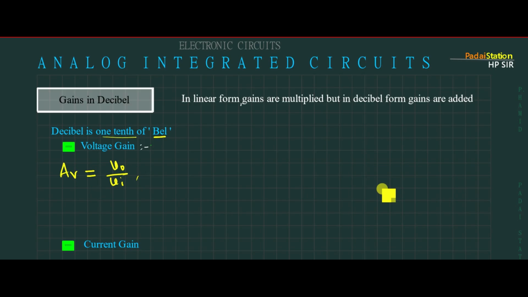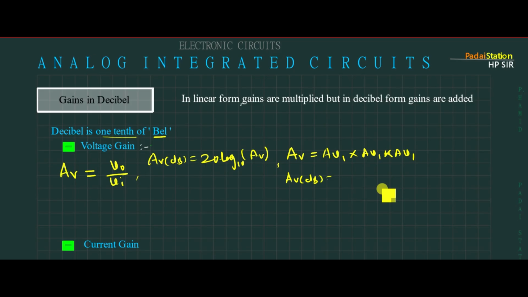Suppose we have two gains of a multi-stage amplifier, or three gains of a three-stage amplifier. Linear gains are multiplied, while gains in decibels are added. So Av1 in decibel plus Av2 in dB plus Av3 in decibel. If the gains are in decibels, they are added. This is one more worthwhile point to remember while discussing the design of amplifiers.